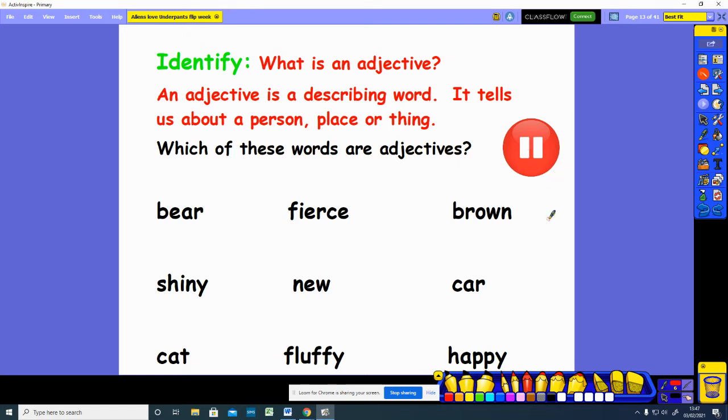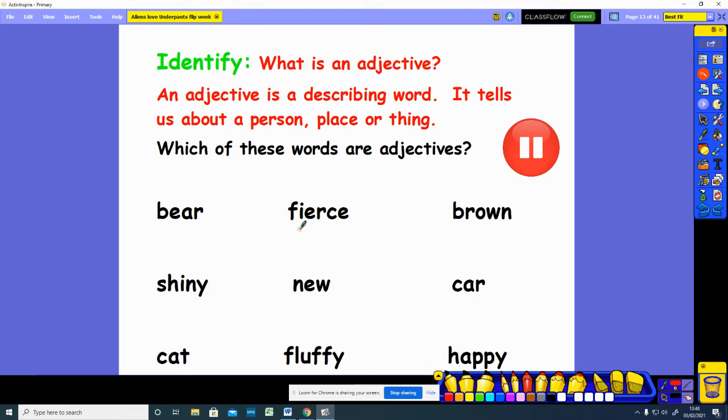Okay, let's see if you were right. The first word is bear. Is bear a describing word? No, bear is not a describing word. Bear is a kind of animal. It is what we call a noun. It is a thing, an animal. It is not a describing word.